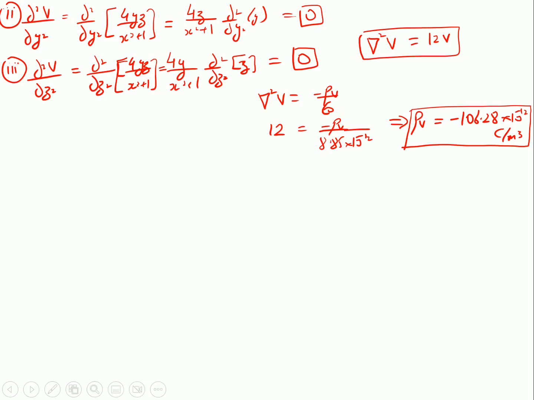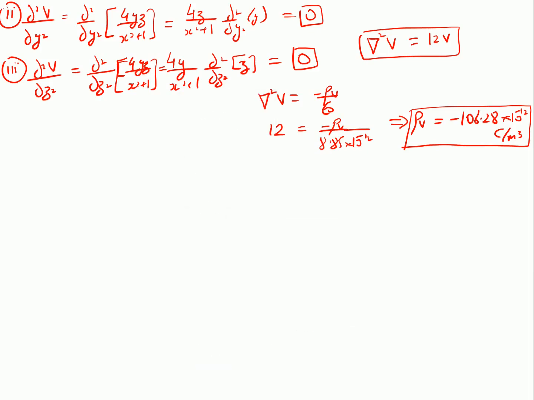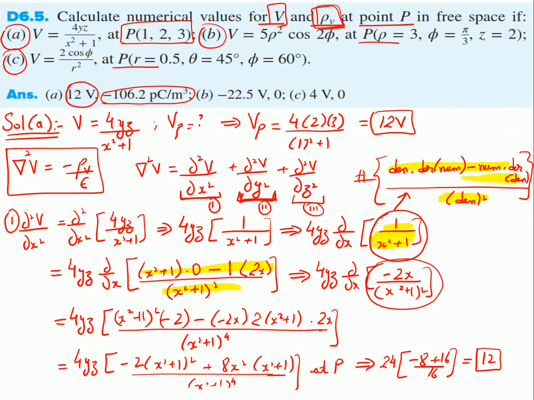Now let us do the solution of the remaining two parts of this problem. So let us look at the solution to part B. In part B, V is equal to 5 rho square cos 2 phi, at P, which is 3, pi by 3, and 2.